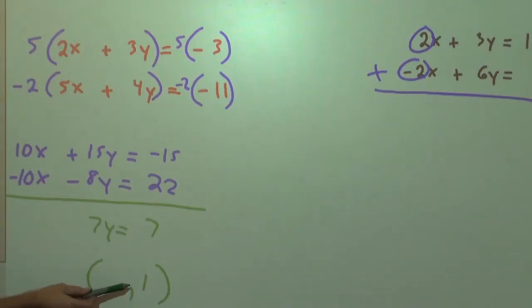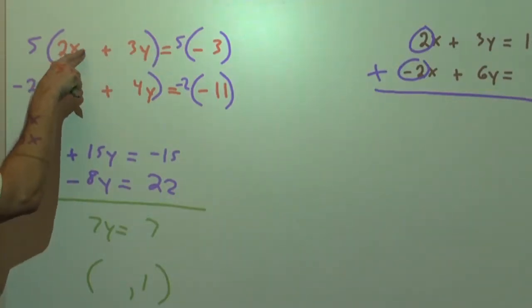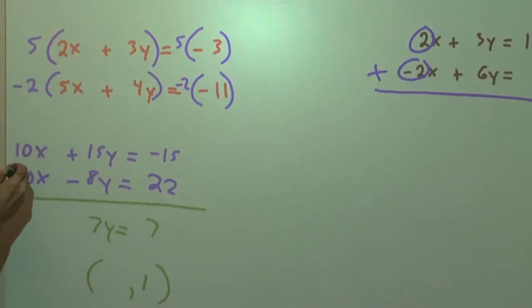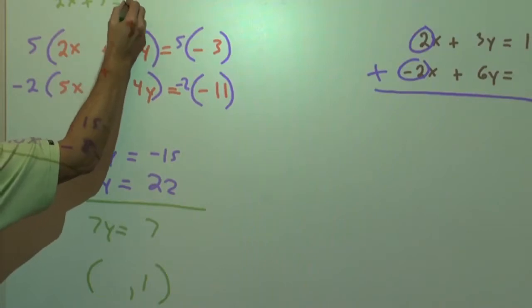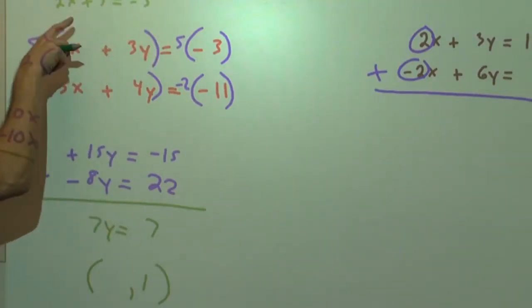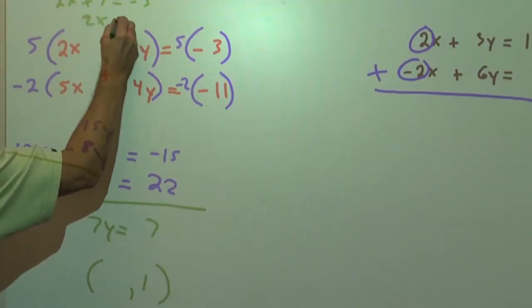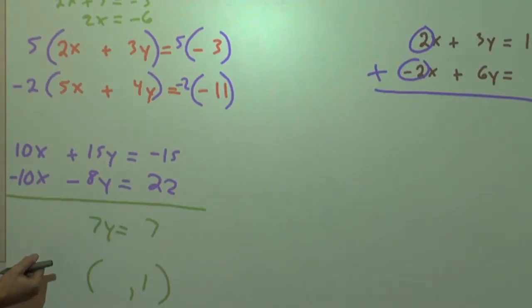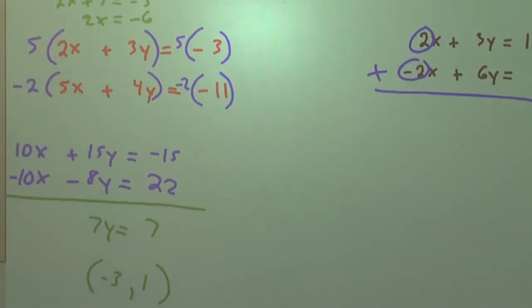And now we can put 1 back into any of these equations up here. If we put a 1 back here, we get the 2x plus 3 times 1. So 2x plus 3 is equal to a negative 3. So if 2x plus 3 is equal to negative 3, let's solve that two-step equation. Let's take away 3 from both sides. We'll be left with 2x equals negative 6. Dividing by 2 leaves us with x is a negative 3. There is our ordered pair solution for this equation.